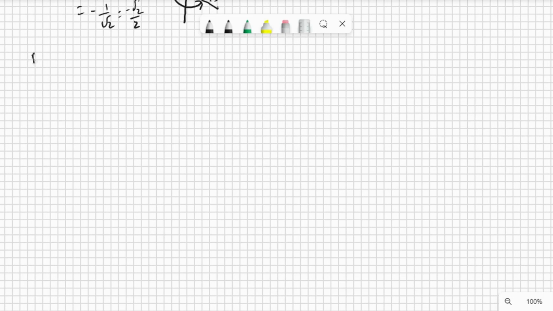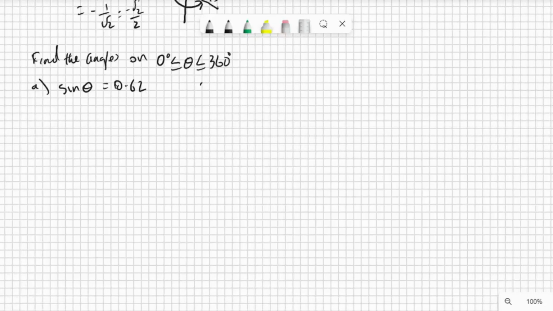Okay, find angles on the domain 0 degrees less than or equal to theta less than or equal to 360 degrees. So the domain is in all four quadrants. So let's see, A: sine theta equal to 0.62. How do we decide to find these angles? The first thing is, sine is positive. So I ask myself, where is sine positive in the four quadrants? Sine is positive in the first quadrant and in the second quadrant. Therefore, my angles will be this one here and this one here. These are my two angles.